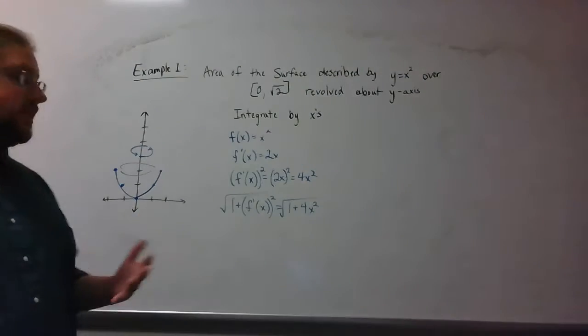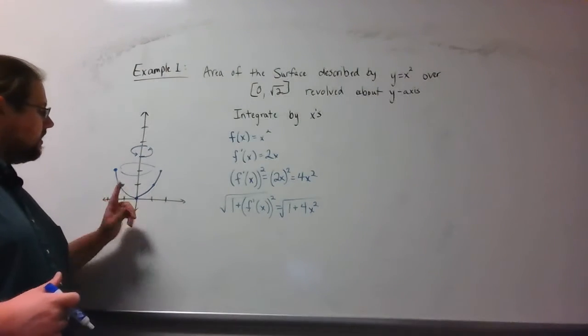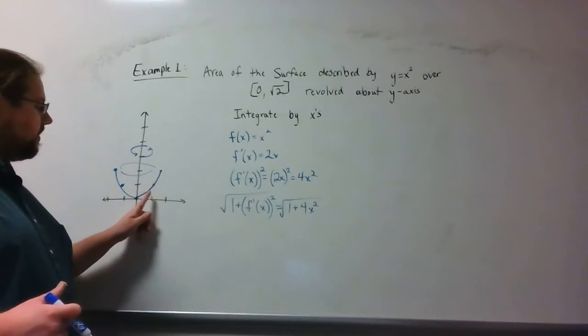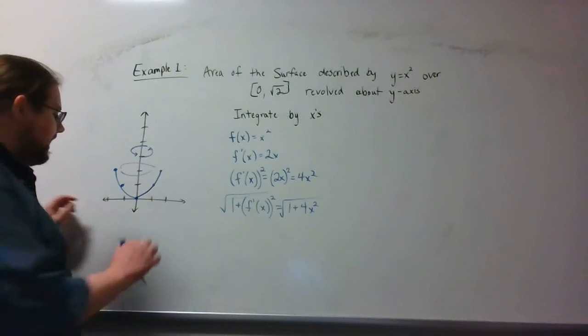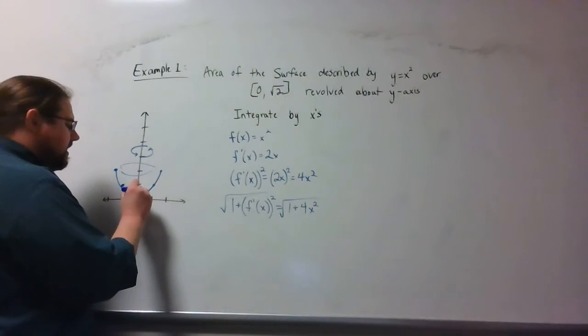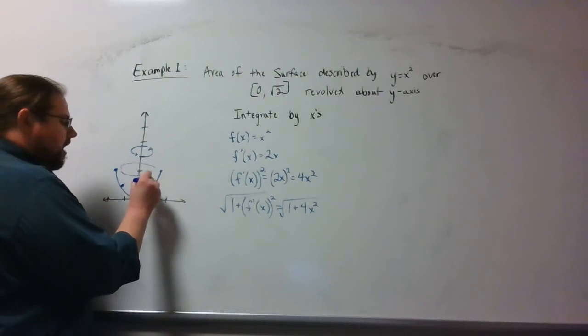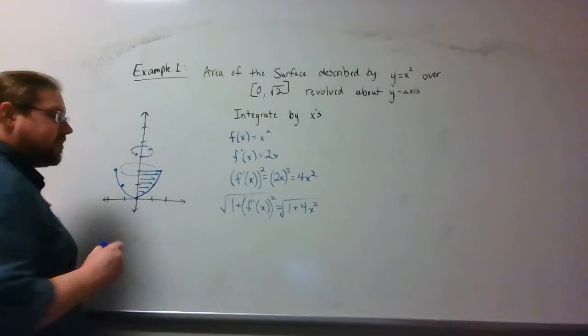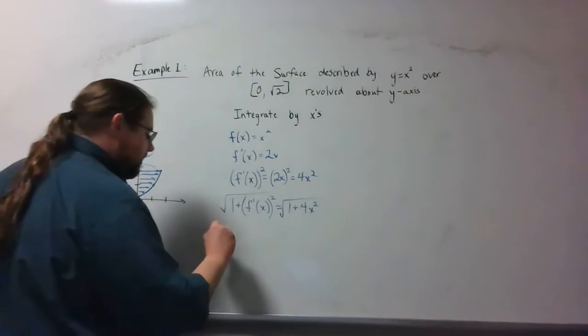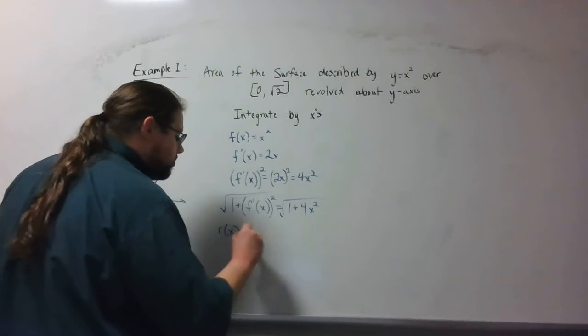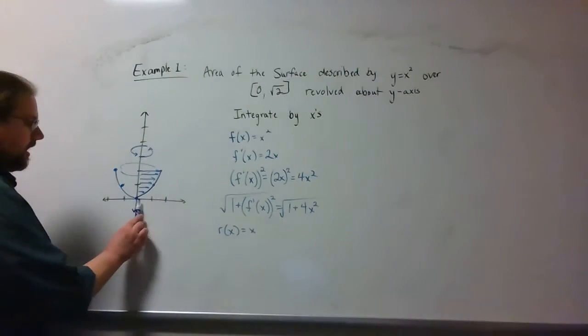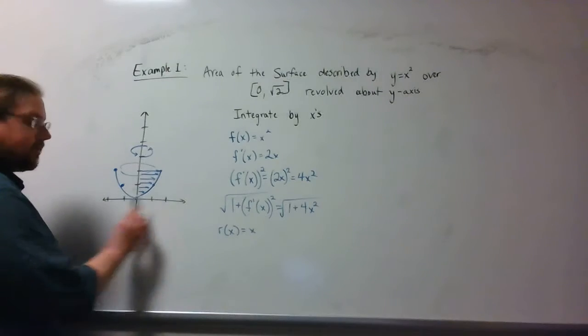But the other part that I still need to worry about is this radius. Now, here's the thing. As I'm moving along this radius here, in this case, the radius is just how far along the x-axis I'm going. So actually, my radius in terms of x in this problem is just x, because again, we're just plugging in x's along this path, okay?